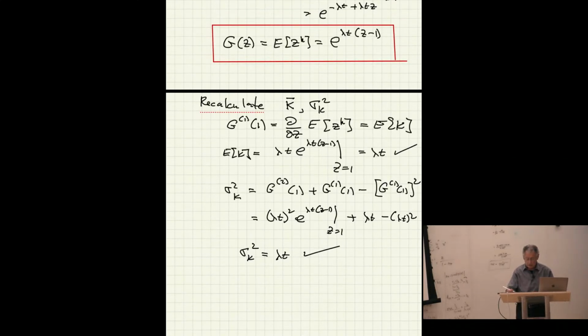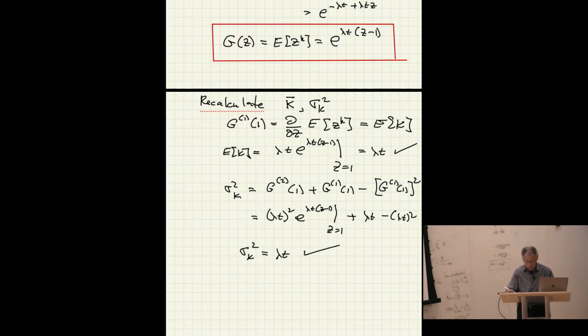So just exercising some of the tools you already had. This boxed equation, the Z transform of the Poisson process, we're going to use over and over again.